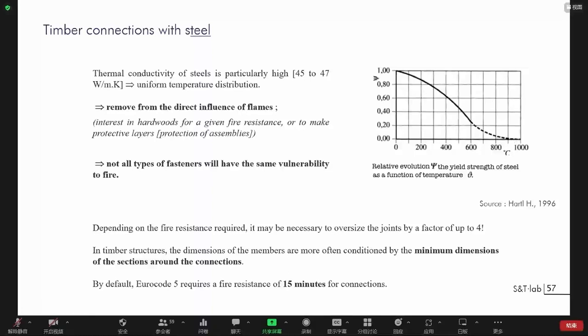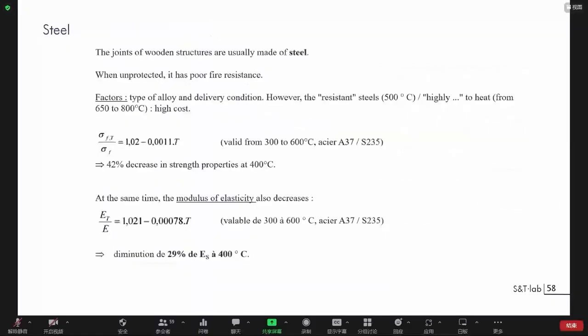And sometimes you need to multiply the number of connection rods you will be putting in timber. And also this can be the factor that will be giving the dimension of your member. You need more room in your member to put some more dowels or bolts into it. And so what will be governing the dimensioning of the system won't be the resistance against fire of the member itself, but the resistance of the connection. So each connection being made with steel needs specific attention.